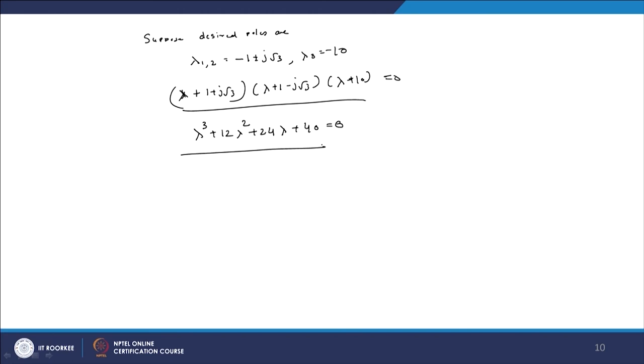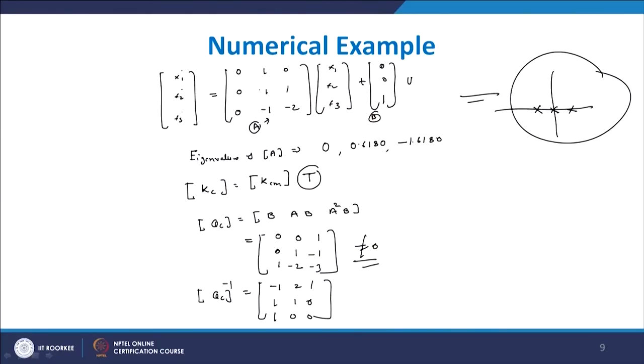Now, this is our desired characteristic equation, but our aim is to get the controller. The problem is that this matrix is not in companion form. To get the values of KCM, we have to determine the characteristic equation for the same and then compare it.